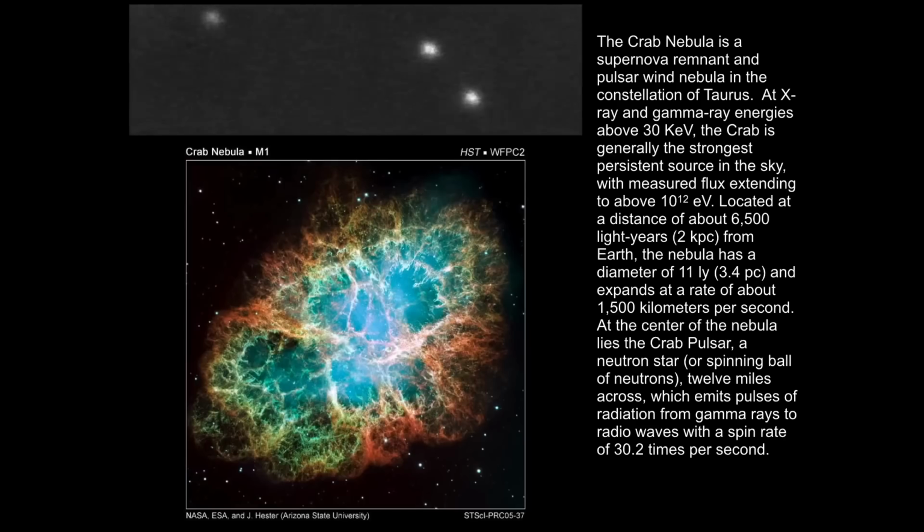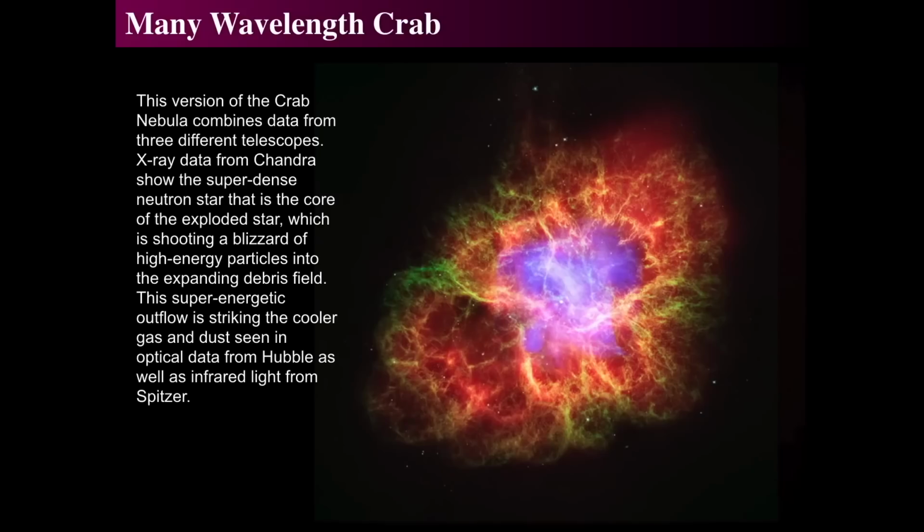And this is interesting, this Crab Nebula image, because if we go look at multi-wavelength versions, we took the image that we had before and we call it a different color. So now we're mixing 3 different colors of light.